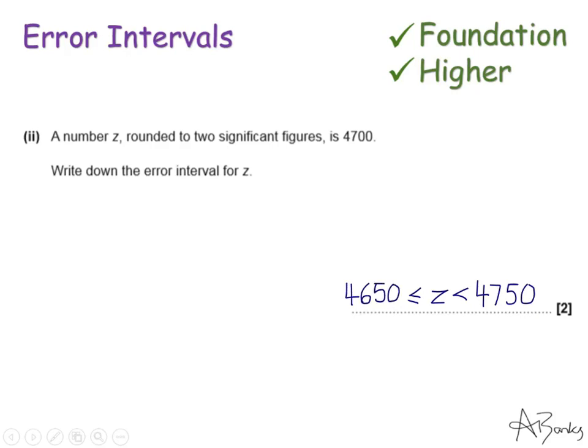So that's 4,650. So just to check that these are the right values, if I go any lower than this, I will have to round down to 4,600. So that's right, and this does round up to 4,700. And then this one here, anything less than this would round to 4,700, and this itself, or anything higher, would round up. So these are definitely my lower and upper bounds.